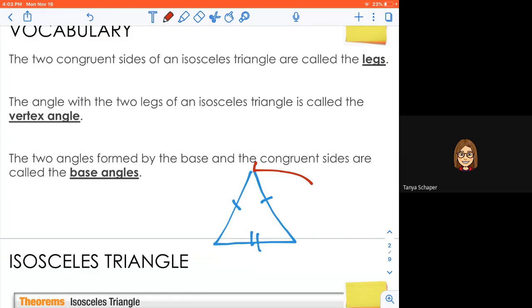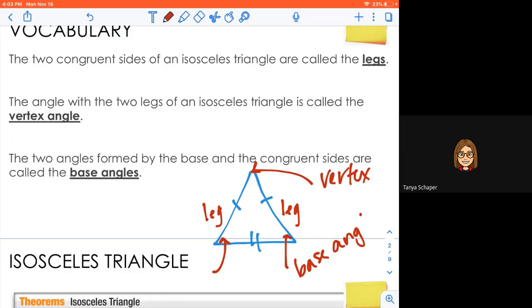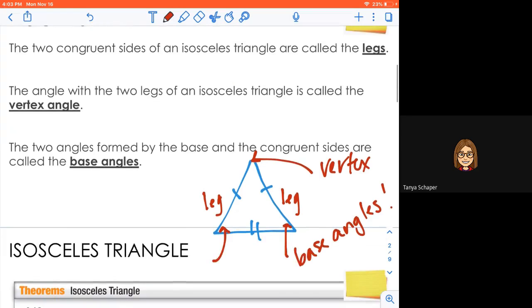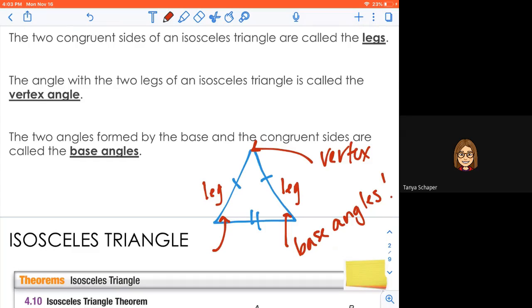The vertex is the point that connects the two congruent sides. The two congruent sides, by the way, are called legs. And then the two angles formed by the leg and the base are called, get this, base angles. I know, super cool. All right, so just make sure that you understand what those are. If you just want to put this picture on a note card, that would be fine too. Again, the intent is to have people quizzing you on your note cards.